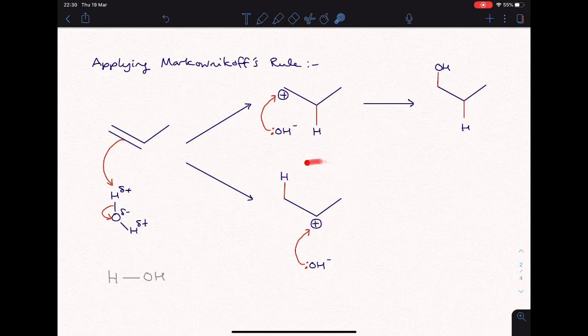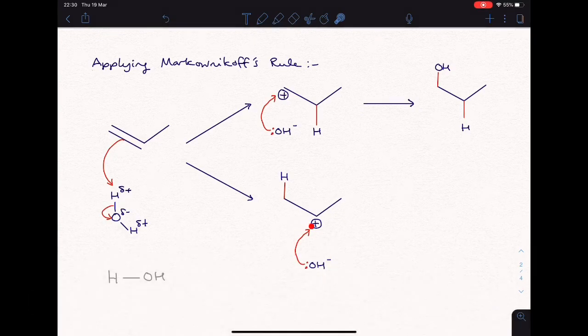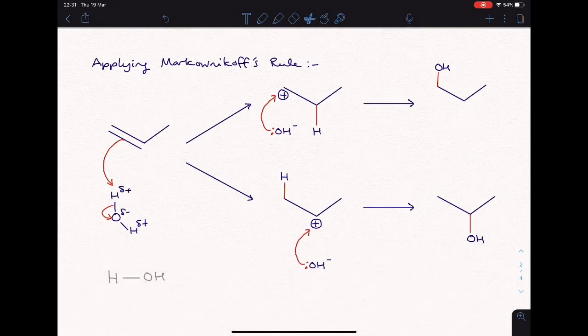The secondary carbocation will be attacked by the hydroxide ion produced from the water undergoing heterolytic fission. We have the hydroxide ion attacking that positive center on this secondary carbocation, and we should get propan-2-ol. So here's our propan-2-ol. We don't normally show the hydrogens on the skeletal formula, so I'll remove those hydrogens from there.